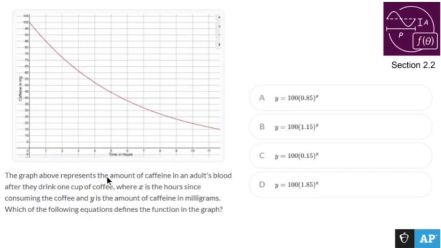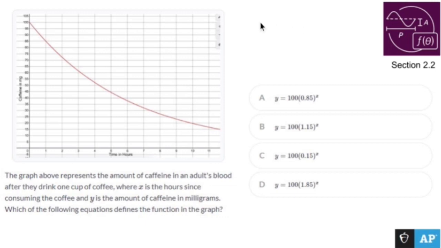The graph above represents the amount of caffeine in an adult's blood after they drink 1 cup of coffee, where X is the hours since consuming the coffee and Y is the amount of caffeine in milligrams. So hours, milligrams, great. Which of the following equations defines the function in the graph? So without doing too much, what it appears I have is at 0, I have 100.